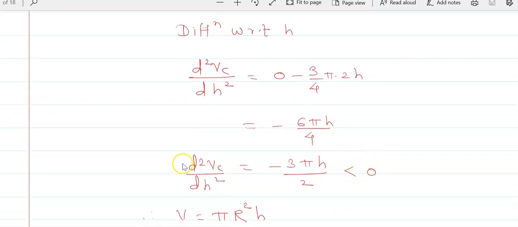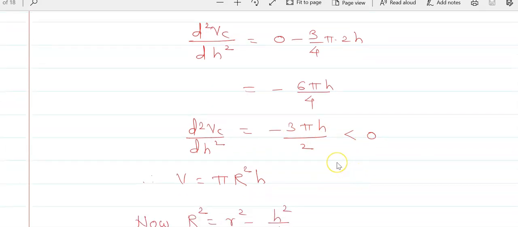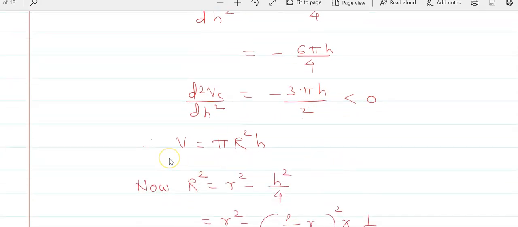That is, d2VC, the volume of the cylinder upon dh square, is equal to minus 3 pi h upon 2, which is less than 0. Again, we have the volume of the cylinder, that is equal to pi R square into h.